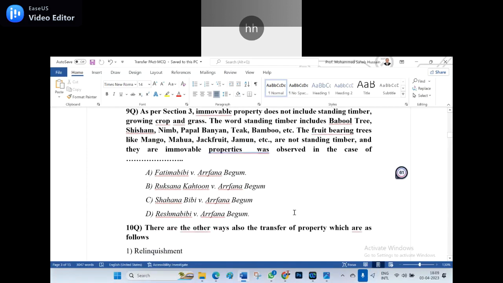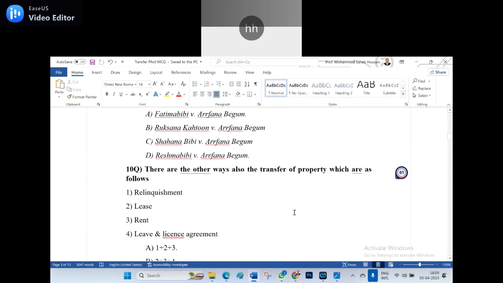A. Fatima Bibi versus Arfan Begum. B. Ruxana Khatun versus Arfan Begum. C. Shahana Bibi versus Arfana Khatun. C. Reshma Bibi versus Arfana Begum. A. Fatima Bibi versus Arfana Begum. You are right. Fatima Bibi versus Arfana Begum is the right answer.